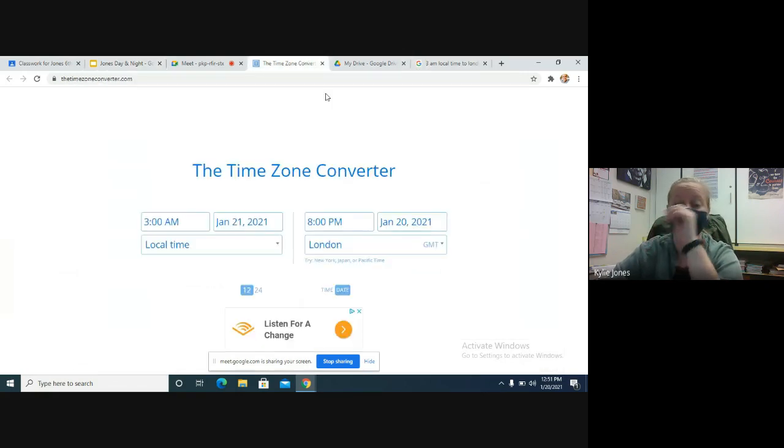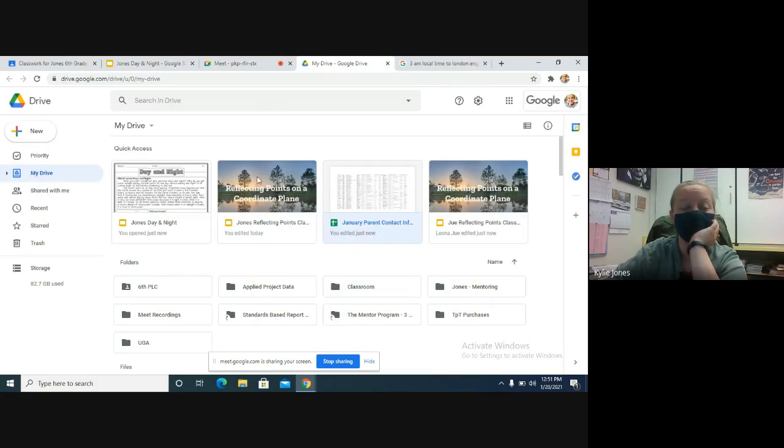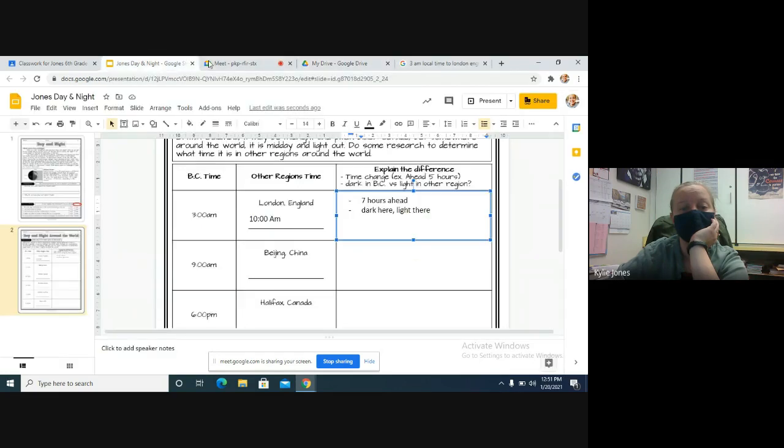I probably wouldn't use this converter. I don't know why it wasn't working. That was the assumption, yeah. I wouldn't. It didn't seem to work correctly, so I would just Google it. Do a little bit of research. You guys know how to use Google. I watch you guys do it all the time on GoGuardian. So just type in 9 a.m. local time is what time in Beijing, China, and it'll tell you.